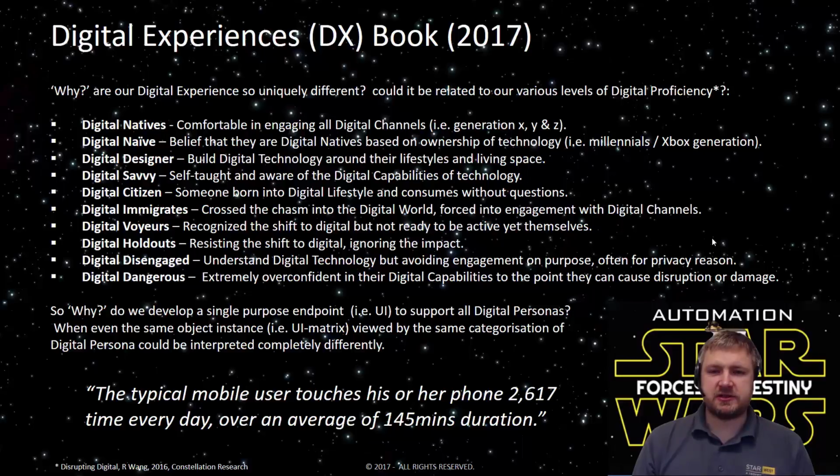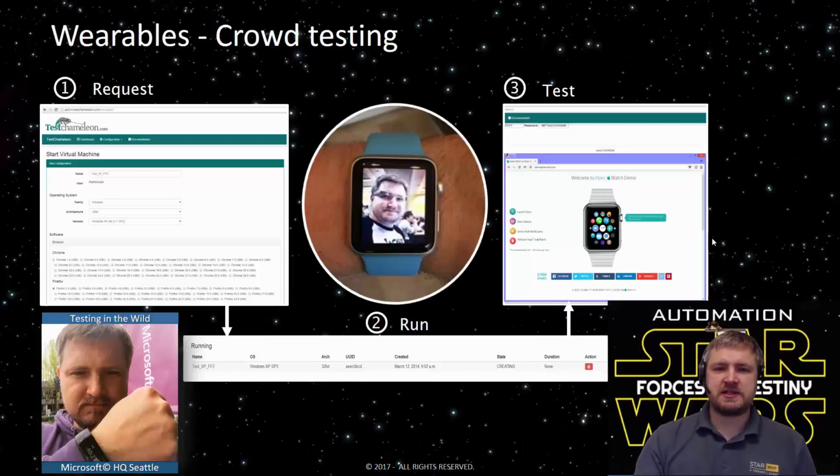And now with digital, it could be across a different number of touch points. That could be IoT, that could be wearables, or it could even be across a connected car. So the example which I'm going to give next is about using the crowd to give you more unique, varied personas that come from a real user base.